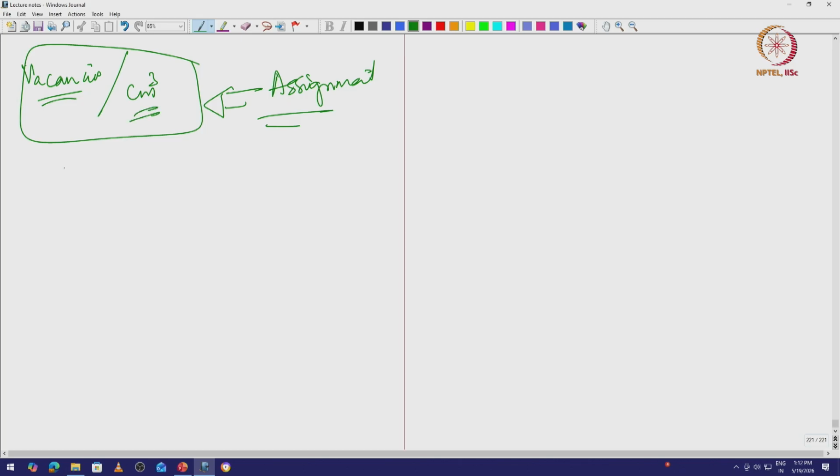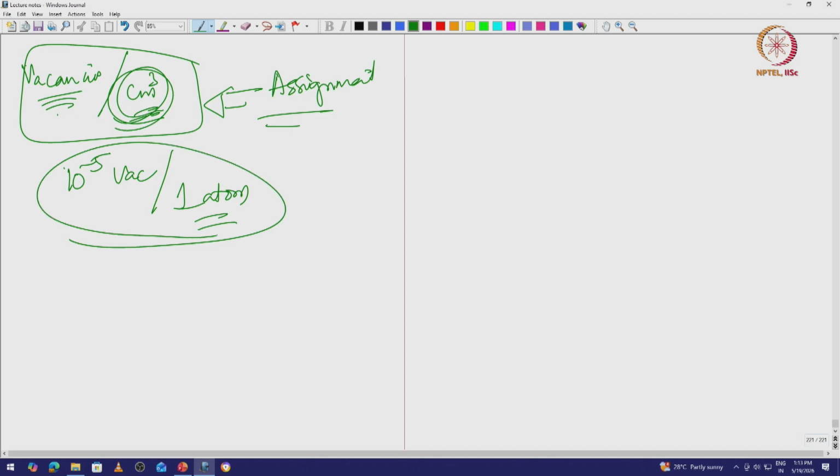So far I said there are 10 power minus 5 vacancies per one atom, right. Now the question is, in 1 centimeter cube can you estimate how many atoms are there? Assuming any typical material, let us say platinum, right. So in 1 centimeter cube how many atoms are there, and so as a result how many vacancies are there? So let us do that discussion in the next class, okay.